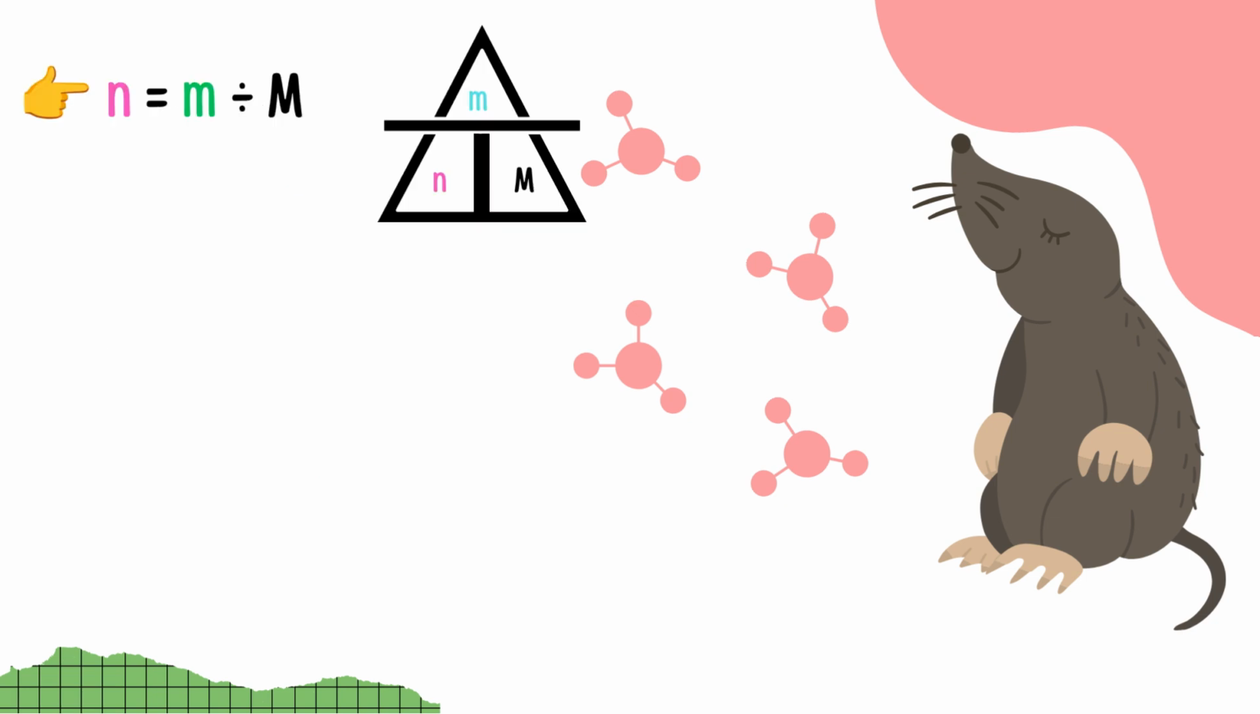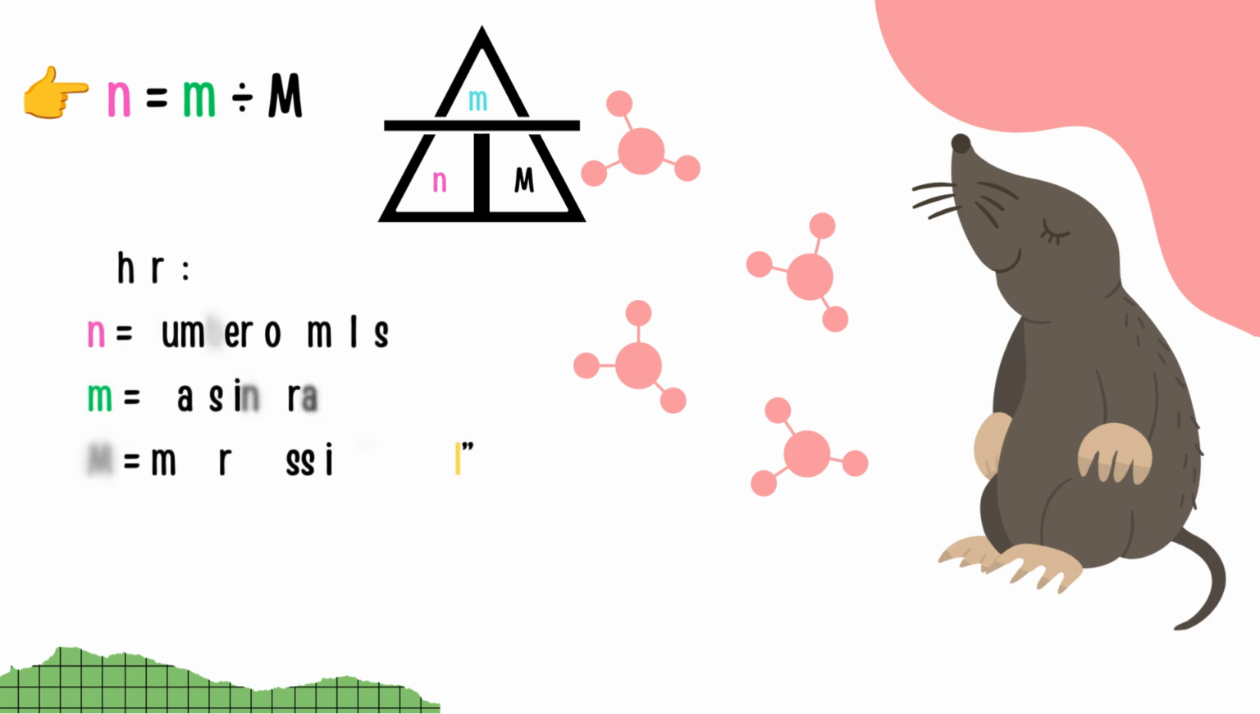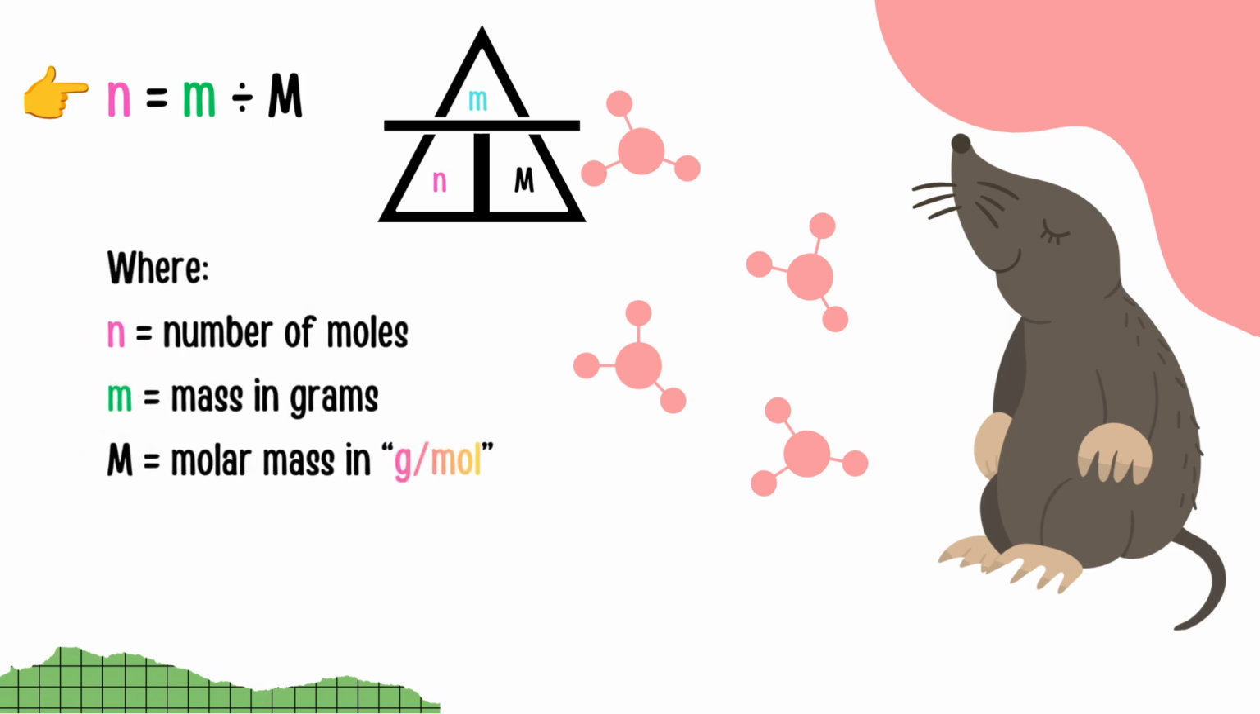To convert mass to moles, just grab this golden formula. n equals m divided by M, where n is the number of moles, m is the sample mass in grams, and M is the molar mass in grams per mole.